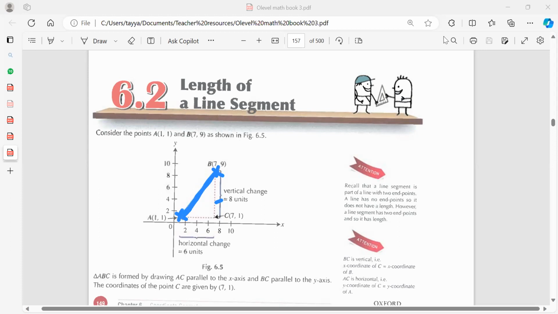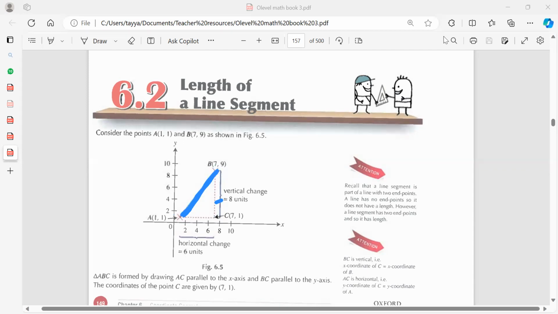If we draw a line vertically and horizontally from A to C and B to C, the coordinates of C are: along the x-axis it starts from 1, right? So this point is 7, and along the y-axis it is 1. So C is (7, 1). Yes, Rumisa, got it?